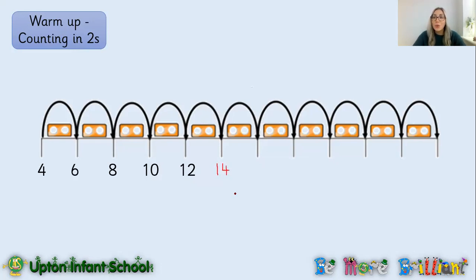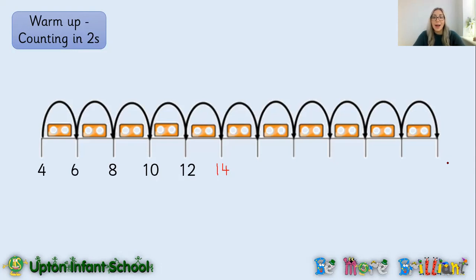Okay. What I would like you to do on your whiteboards or in your books is to have a go at completing the next ones that would carry on on this number line. Okay. So we've got 14 already. I would like you to write down the next ones, okay? So we've got 1, 2, 3, 4, 5, 6, sorry, 6 that you need to have a little go at, okay? Off you go.